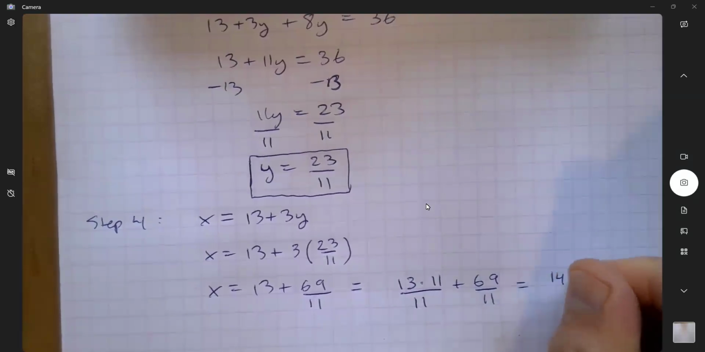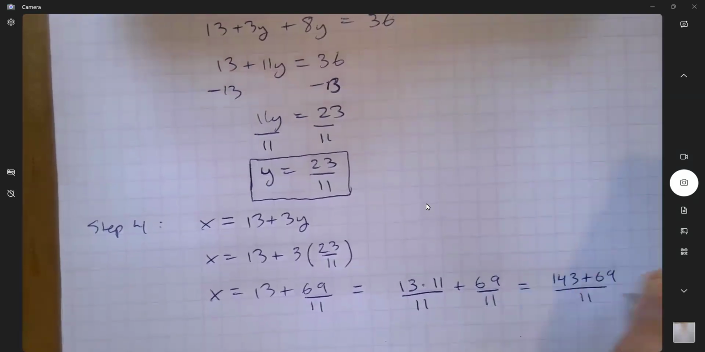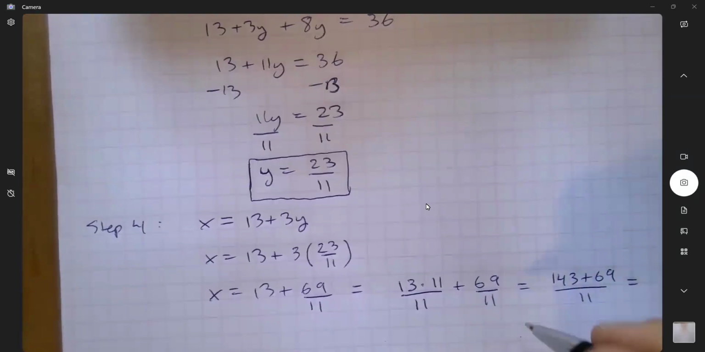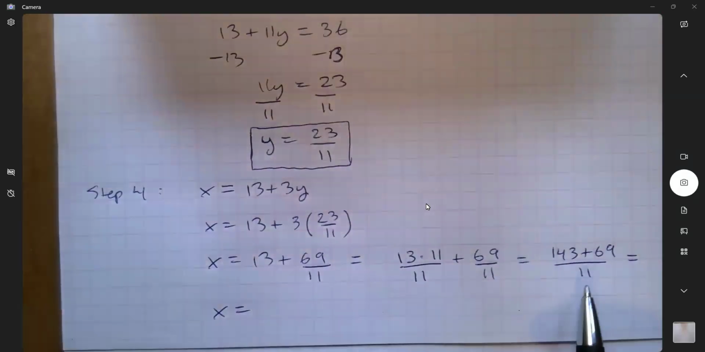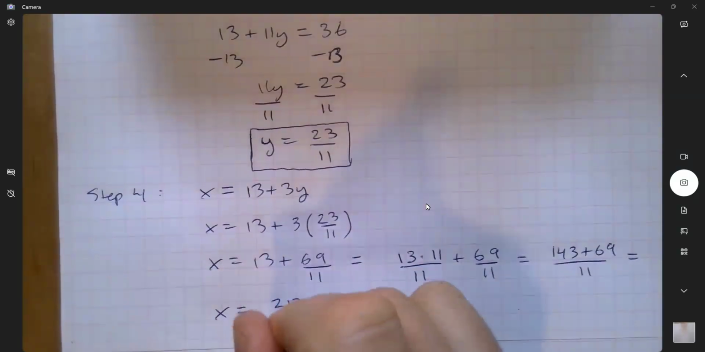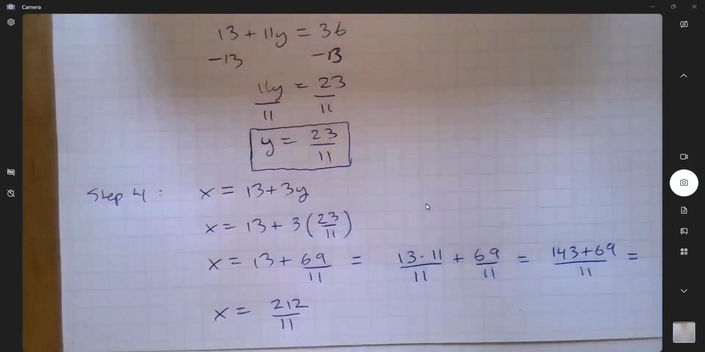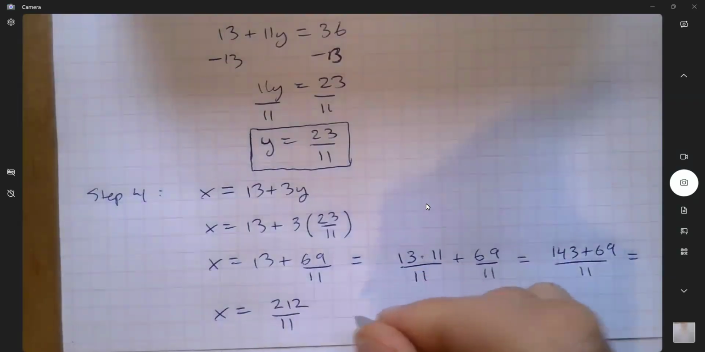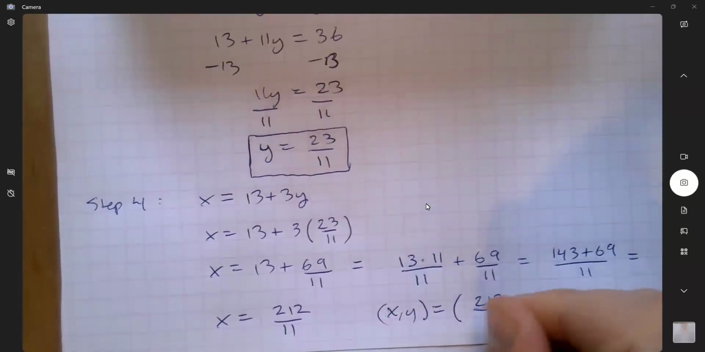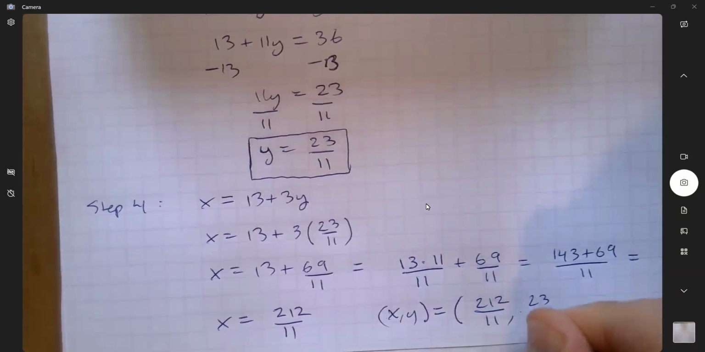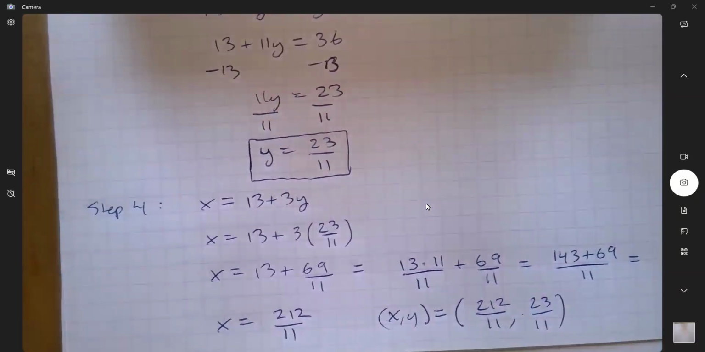That's 143 plus 69 over 11. And that tells me that my x value should be 212 over 11. I'm not really sure if that reduces. It does not. So I'm done. So my solution, x comma y, is 212 over 11 comma 23 over 11. And I'm done.